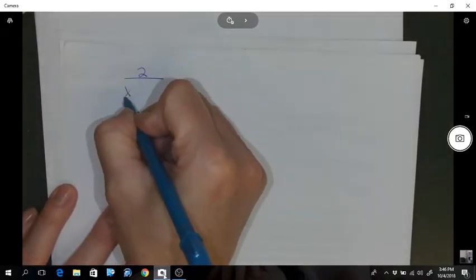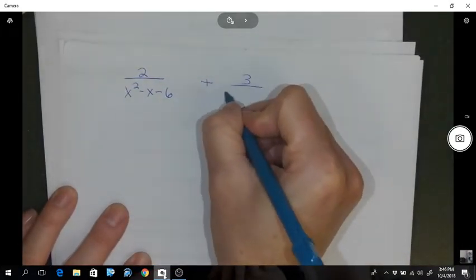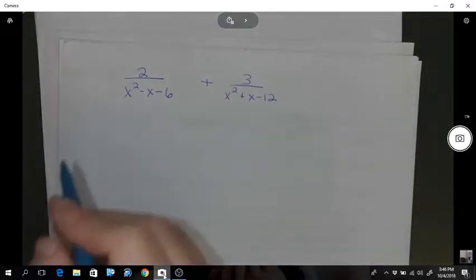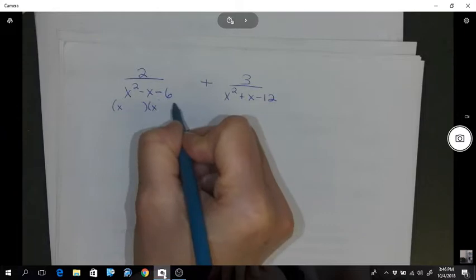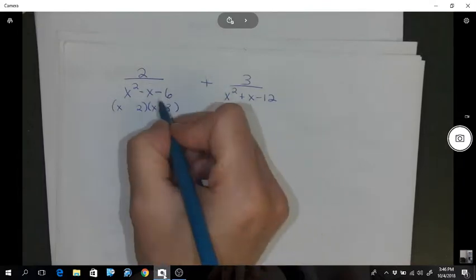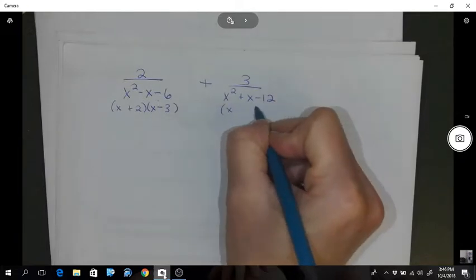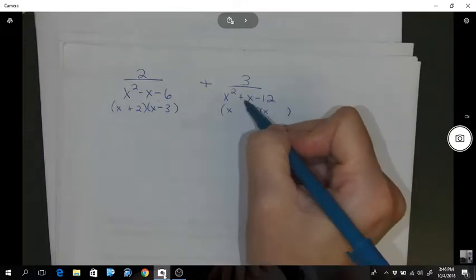Okay, let's do another example. 2 over (x squared minus x minus 6) plus 3 over (x squared plus x minus 12). Okay, so we're going to factor this. Simple trinomial, start with an x, multiplies to 6, so I'm going to use a 2 and a 3 to get me a negative 1 in the middle. So that's going to be a negative 3. Another simple trinomial over here. So I'm going to lead with x. I'm going to use a 4 and a 3 because I need a positive 1.